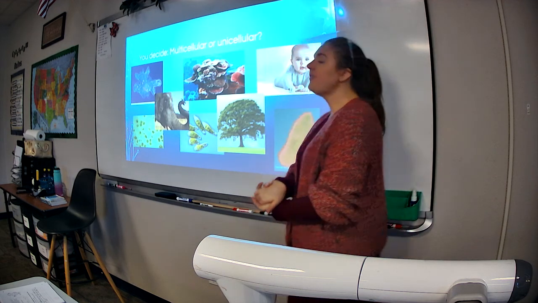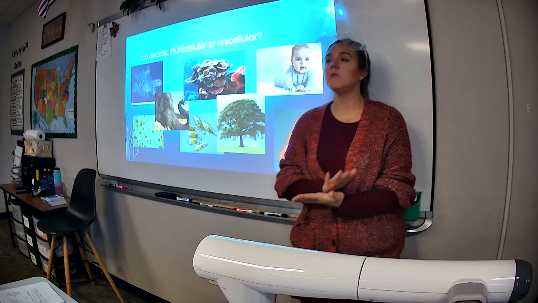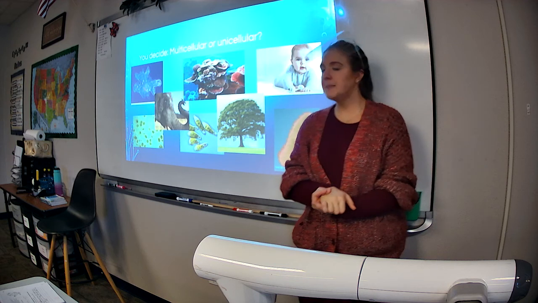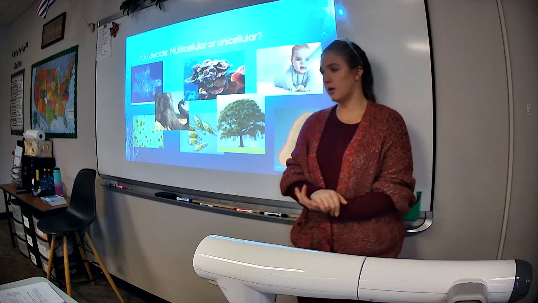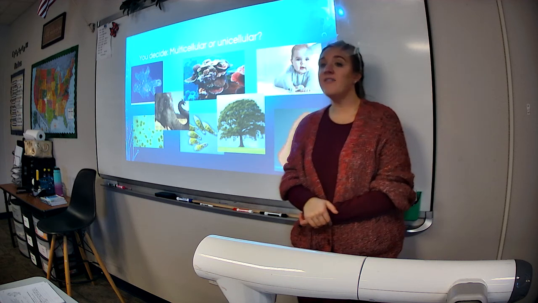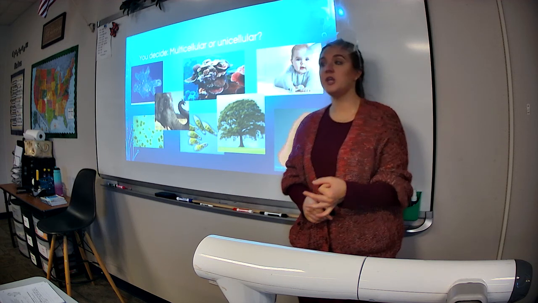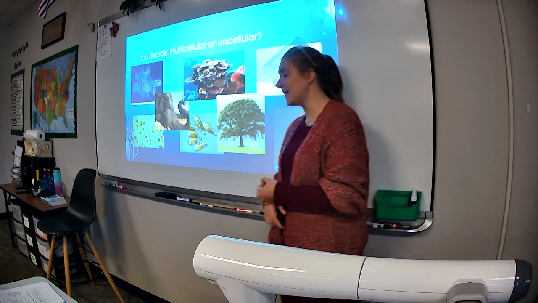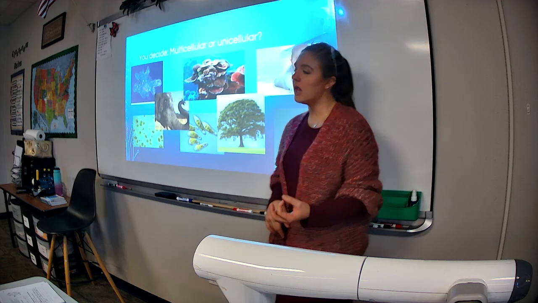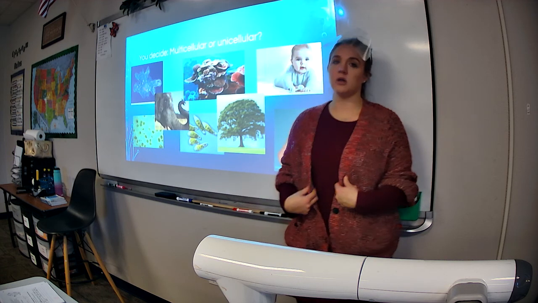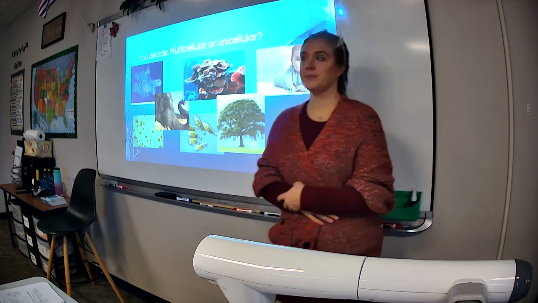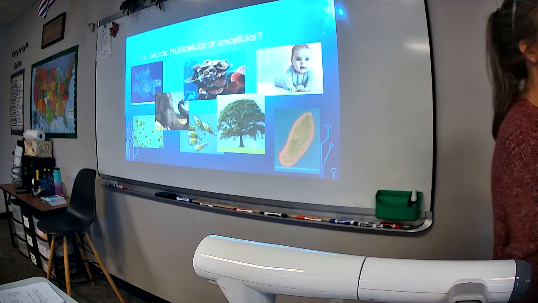So here's kind of the trick. If the organism is able to be seen without a microscope, typically it will be multicellular. If it is something very, very tiny, like bacteria, and you usually need a microscope to see it, or at least see it well, typically it will be unicellular.